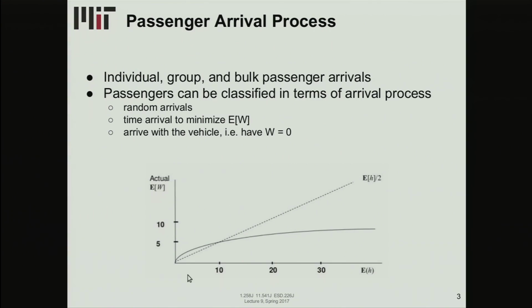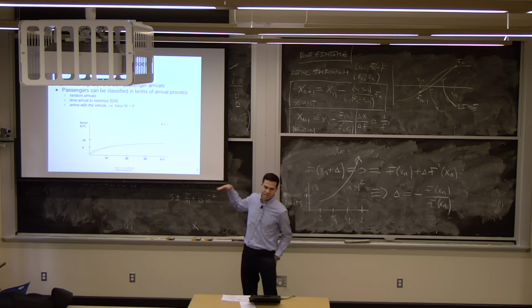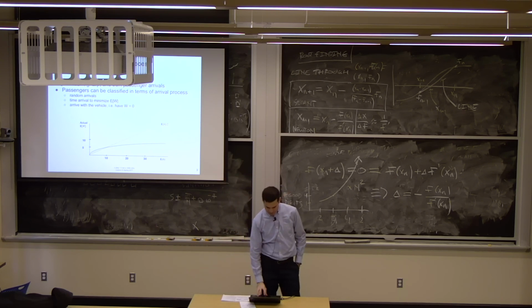So if we look at a graph of expected headway on the horizontal axis and expected waiting time on the vertical axis, you'll see that around 10 minutes, some people say 15, some people say 10, but it's somewhere around there, 12. So you'll see that the actual waiting time that you would observe is much lower than what the simple model says it is, which is half the headway, for headways longer than 10, 12, 15 minutes. And that's because people will have some strategy to minimize their waiting time, right?